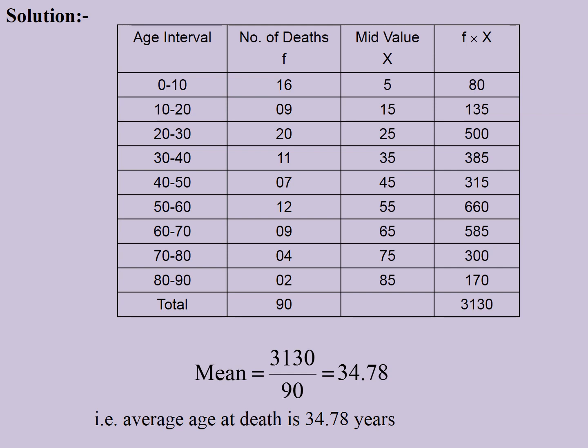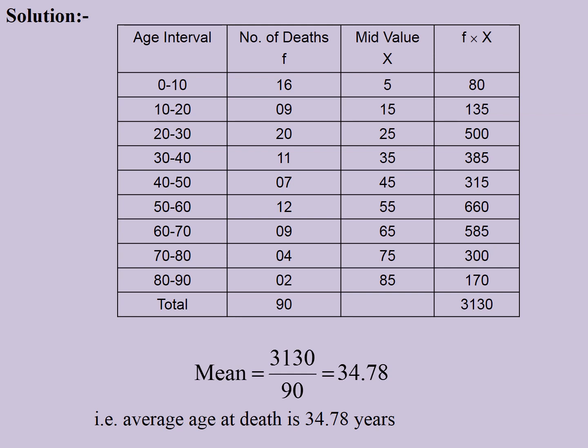You already have the first two columns: the column of age interval, and the second column of number of deaths, shown as f. Now in the third column you have to mention the mid value of that age interval. Let's take the first age interval, between 0 and 10 years, and the mid value of that interval is 5. Likewise, the mid value of the 10 to 20 years interval is 15. You mention these values in front of the age intervals, and these values are called x values.